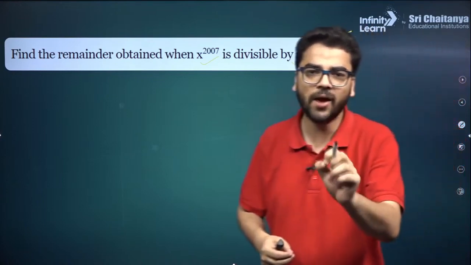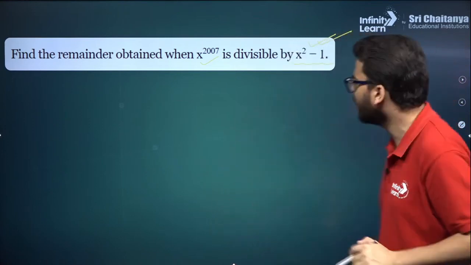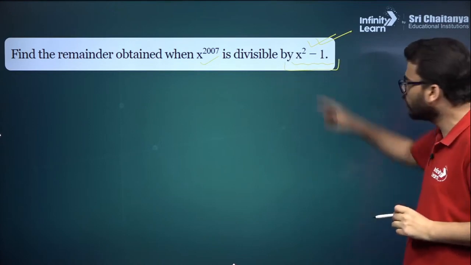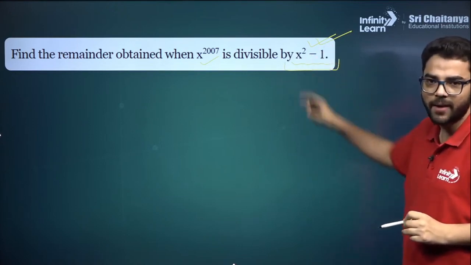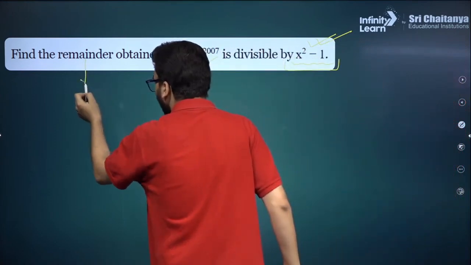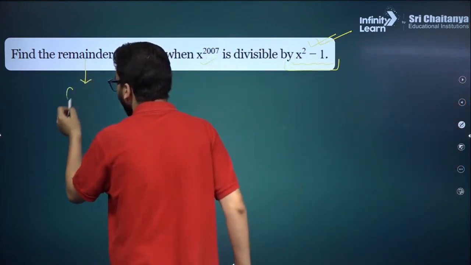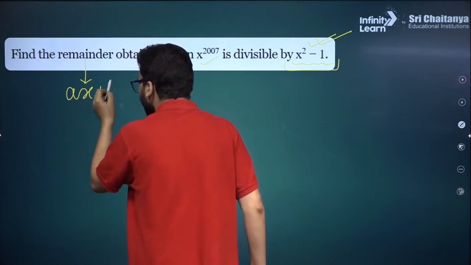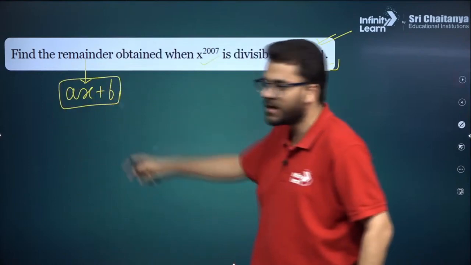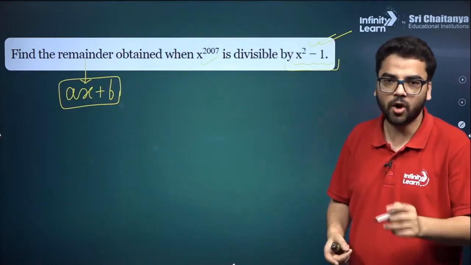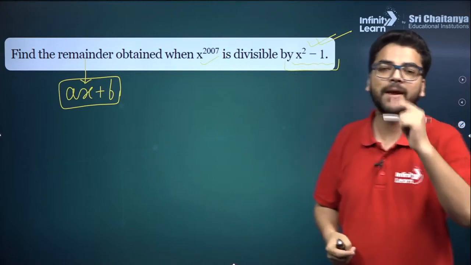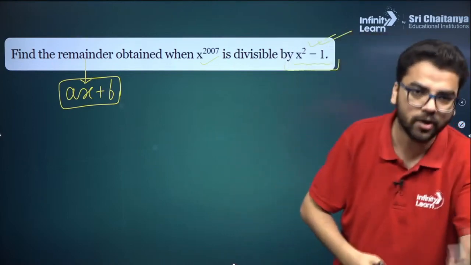The first thing which you have to understand very clearly in your mind: you are dividing by a quadratic polynomial. It's a 2-degree polynomial. When you are dividing by a quadratic polynomial, the remainder will be a linear polynomial. You got it? You have to assume the remainder to be a linear polynomial, and this is the standard form of a linear polynomial, ax plus b.